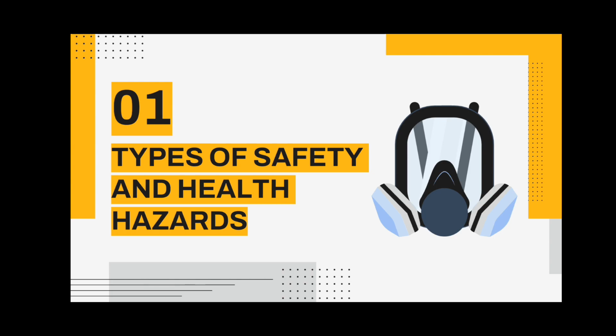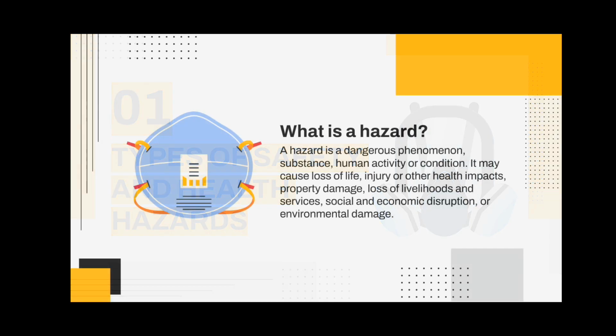Before we talk about type of safety in lab, I would like to introduce what a hazard is. A hazard is a dangerous phenomenon, substance, human activity or condition. It may cause a loss of life, injury or other health impact, property damage, loss of livelihood and service, social and economic disruptions, or environmental damage.